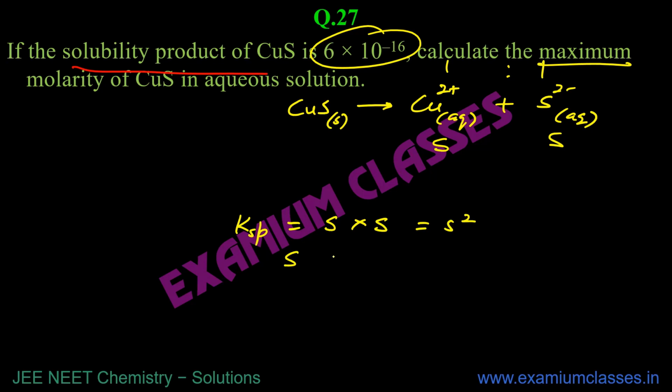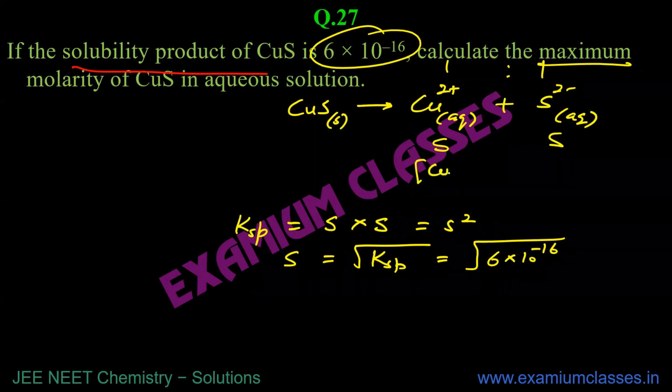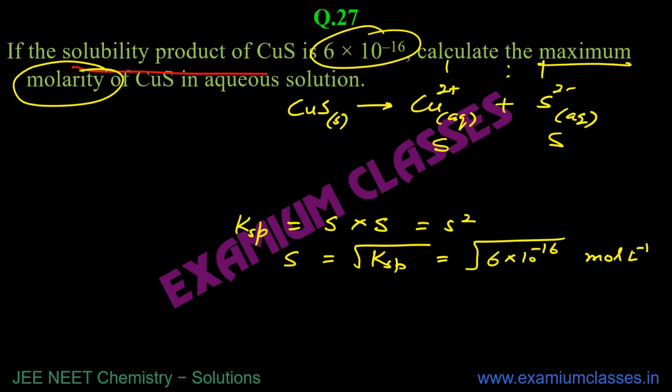So from here, I will get S equals square root of KSP, that is square root of 6 into 10 to the power minus 16. And remember, this solubility is nothing but Cu2+ concentration. So the unit will be mole per liter, and mole per liter is actually the molarity. So this solubility is nothing but the molarity. Whatever you get, those many moles per liter will be the answer. Yes, when you solve, you will get 2.45 into 10 to the power minus 8 mole per liter.